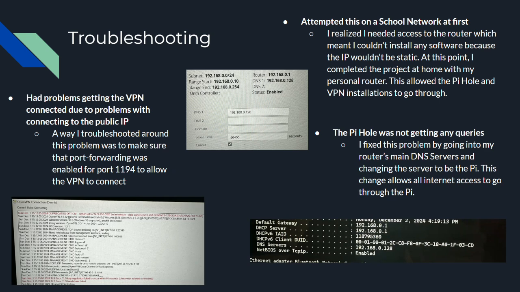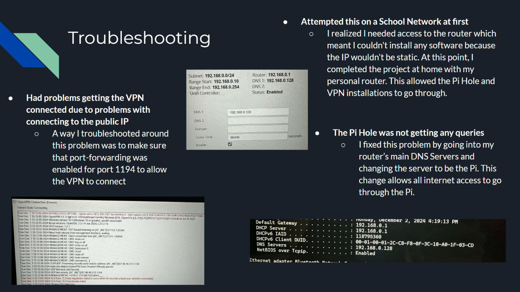I encountered several challenges while setting up the VPN, primarily with connecting to the public IP. Initially, I tried the setup on a school network, but I ran into issues because I didn't have access to the router, and the network's IP wasn't static, which prevented me from properly configuring port forwarding. To troubleshoot, I made sure that port 1194 was forwarded on my router to allow the VPN to establish a connection. Realizing that I needed control over the router, I moved the project to my home network, where I had full access to the router settings.